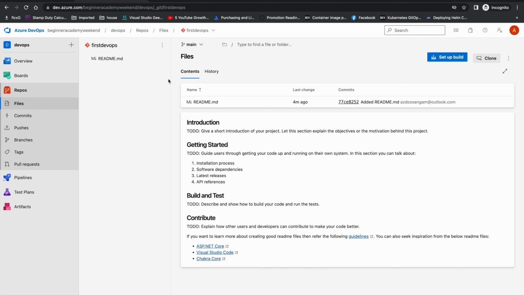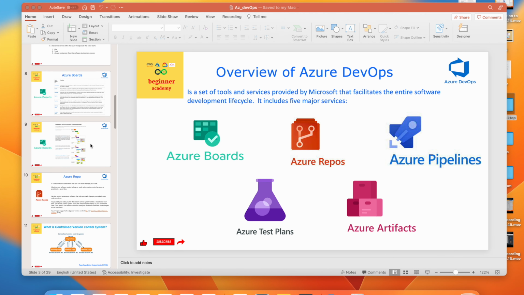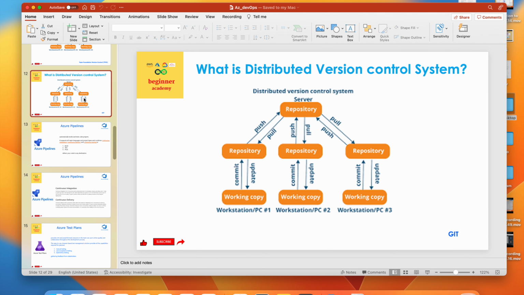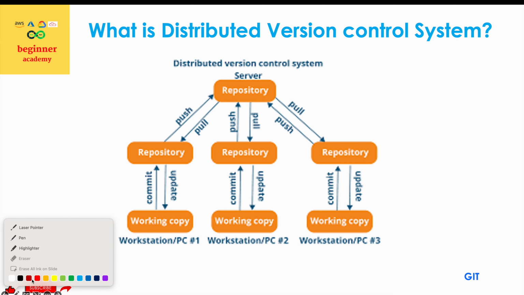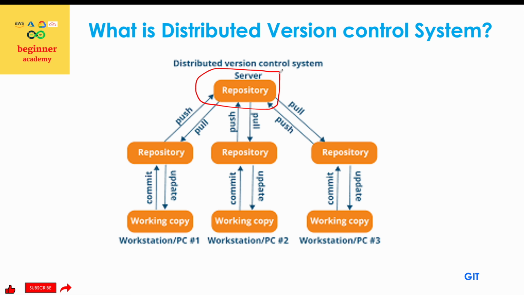Okay, if you see here, the repo is in a central place, right? So if you go to our code base diagram in Git, you can see the Azure repo that we have created residing here. Now you want to download the first repo, which is present in the central server, onto your laptop. You want to clone your repo inside your local laptop.